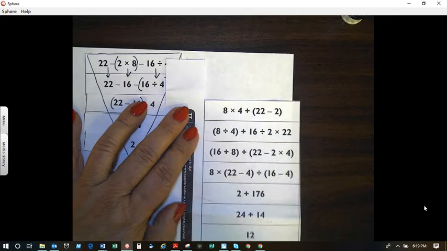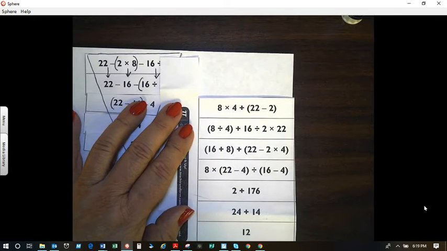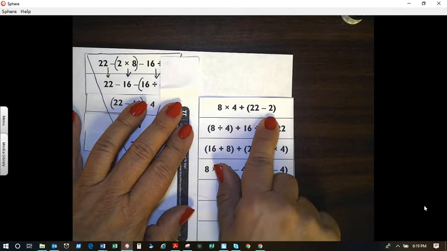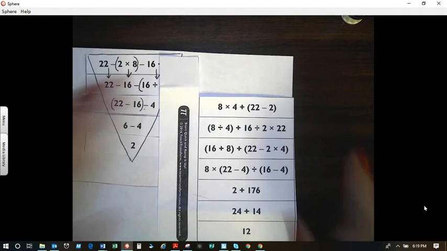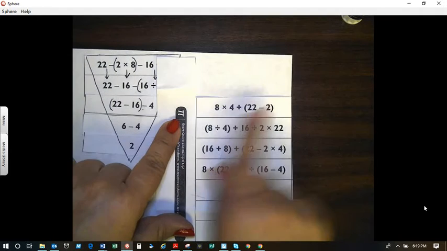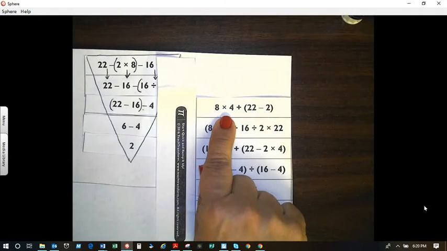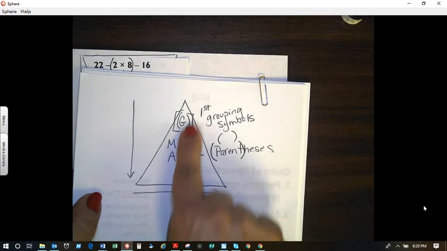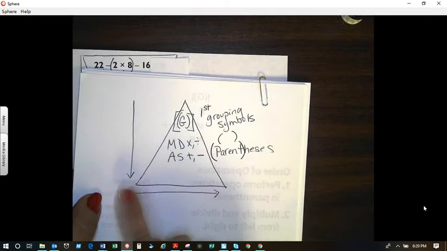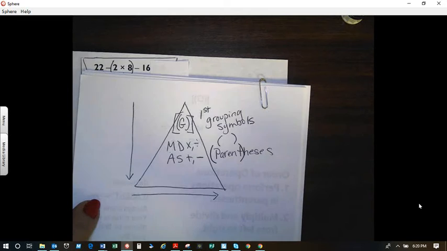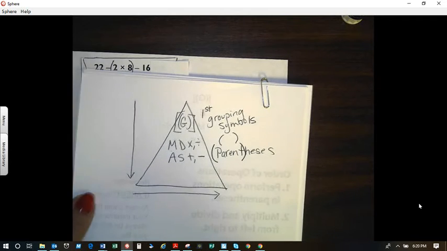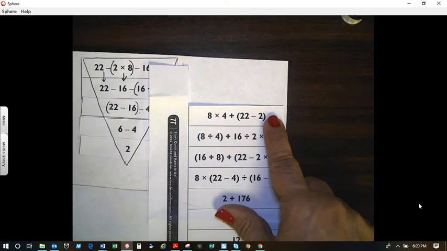Now, what did we say? Parentheses are first. So we have to do what's in the parentheses, and it kind of looks confusing because you're like, wait a minute, there's multiplication. But what does it say comes first? First are grouping symbols. So the parentheses are always first. They're going to be very mad at you if you don't put them first. So what is 22 minus 2? You're absolutely right. That's going to be 20.